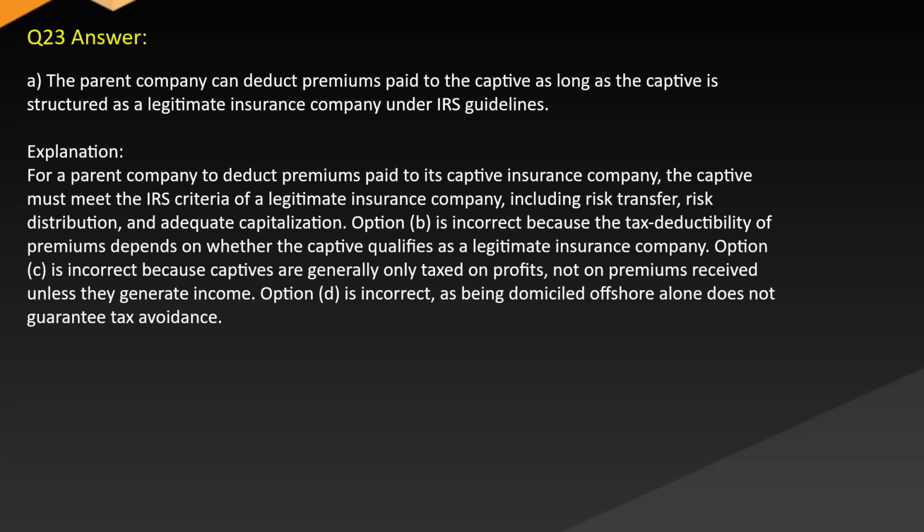Option B is incorrect, because the tax deductibility of premiums depends on whether the captive qualifies as a legitimate insurance company. Option C is incorrect because captives are generally only taxed on profits, not on premiums received unless they generate income. Option D is incorrect as being domiciled offshore alone does not guarantee tax avoidance.